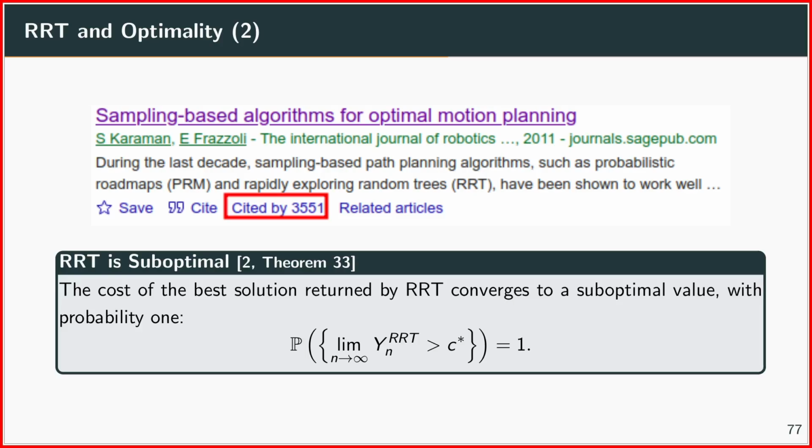And they proved in their paper that RRT is actually suboptimal, which means that the cost of the best solution returned by RRT converges to a suboptimal value, and it does so with a probability of 1. And yeah, so basically if you let RRT run and you let the number of samples go to infinity, then you are guaranteed to find a suboptimal value. You will not find actually the global optimal solution, which yeah is pretty obvious, but I think they were the first which actually gave a mathematical proof of this.